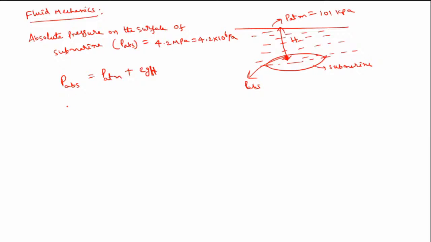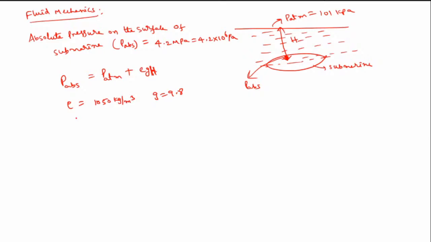They have given the density of water because it is salty water. So the density of the water is around 1050 kg per meter cube, and atmospheric pressure is 101 kilopascal. We just need to substitute into this, and g is also given as 9.8. Just substitute to get the depth at which the submarine is.